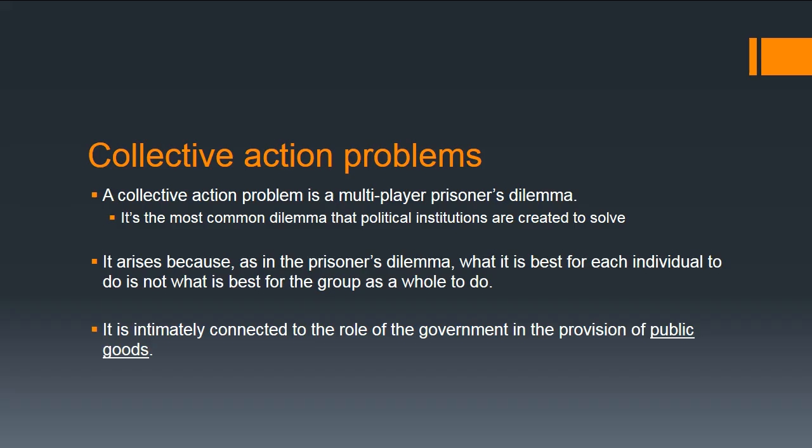So, a collective action problem is a multiplayer prisoner's dilemma. We've been talking about it for a while now, but we never really came out and said it, and it's the most common dilemma that political institutions are created to solve. So when you ask, why do we have politics? Why do we have all these rules? Why do we have all of this?